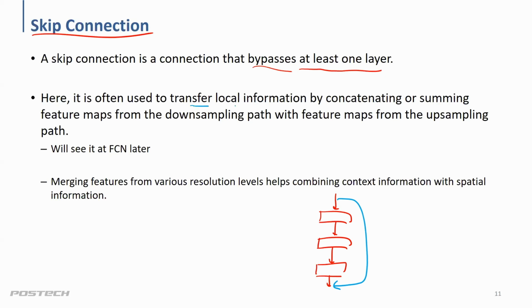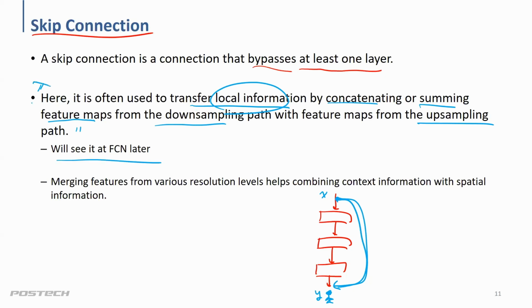And it's often used to transfer local information, because here in x and y you can see the input information as well. So it transfers the location information, especially if it's an image, by concatenating and summing feature maps from downstream to upstream. I'm going to discuss this when we talk about the fully convolutional neural net, but just remember it at this moment. Merging features from the previous resolution helps combine the context information with spatial information. That's all related to skip connections.